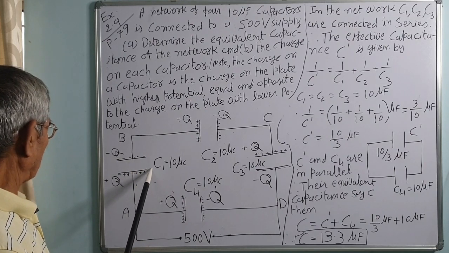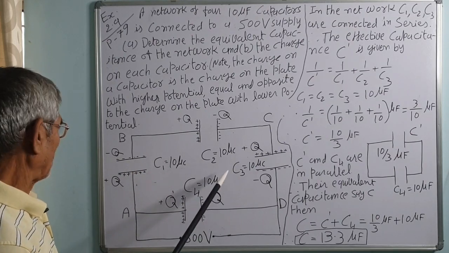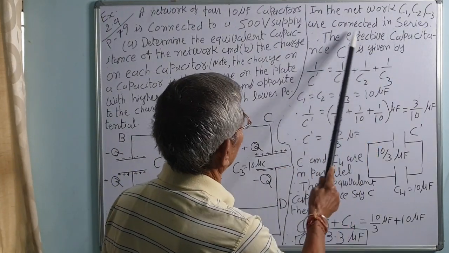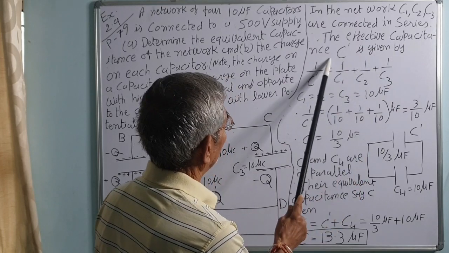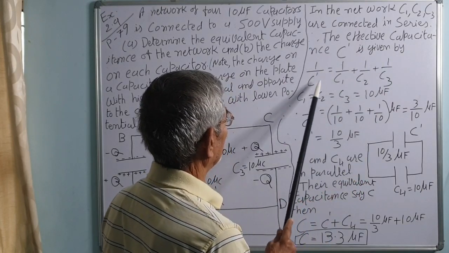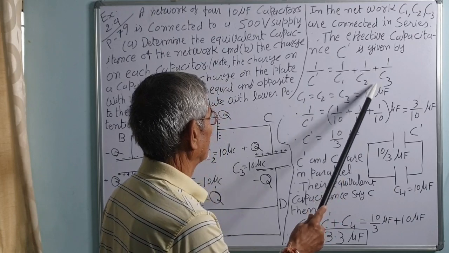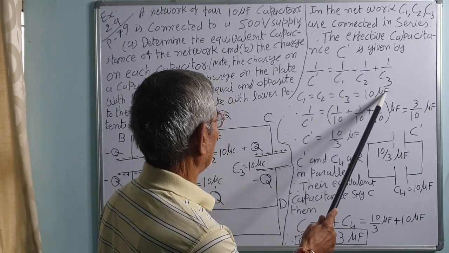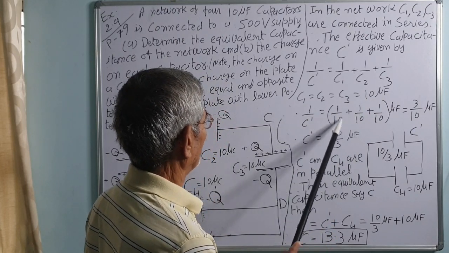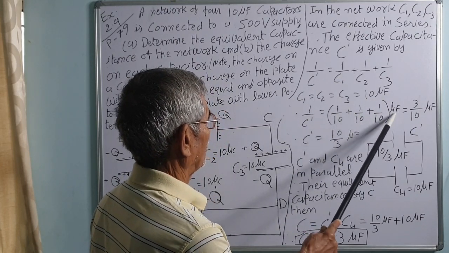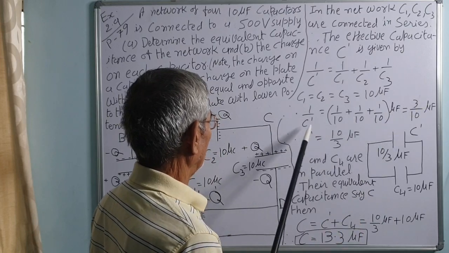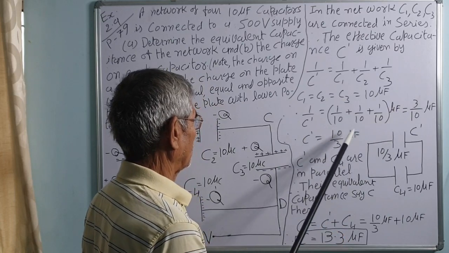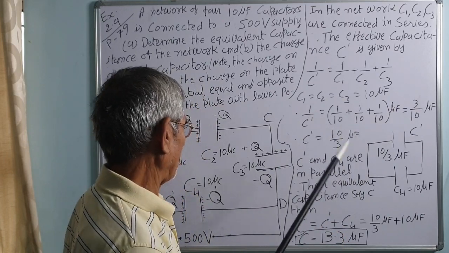The capacitors C1, C2 and C3 are connected in series. The effective capacitance C dash is given by the equation 1 upon C dash is equal to 1 upon C1 plus 1 upon C2 plus 1 upon C3. Here C1, C2 and C3 are all equal to 10 microfarad. Therefore, 1 upon C dash is equal to 1 upon 10 plus 1 upon 10 plus 1 upon 10, that is 3 upon 10 microfarad. So, C dash is equal to the reciprocal of this, that is 10 upon 3 microfarad.